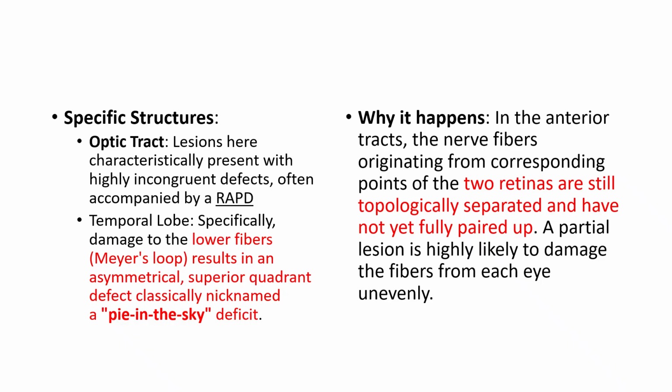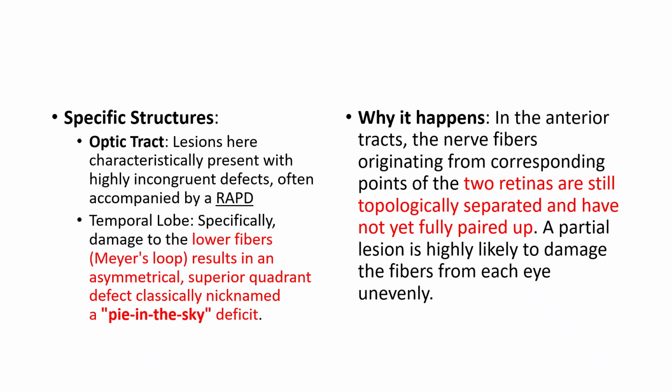The lesion here characteristically presents with highly incongruent defects, often accompanied by RAPD. In the temporal lobe, specifically damage to the lower fibers, that is Meyer's loop fibers, results in an asymmetrical superior quadrant defect, classically nicknamed pie in the sky defect.